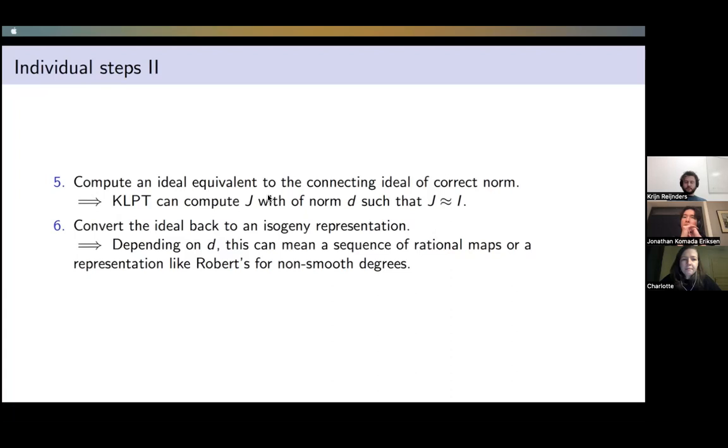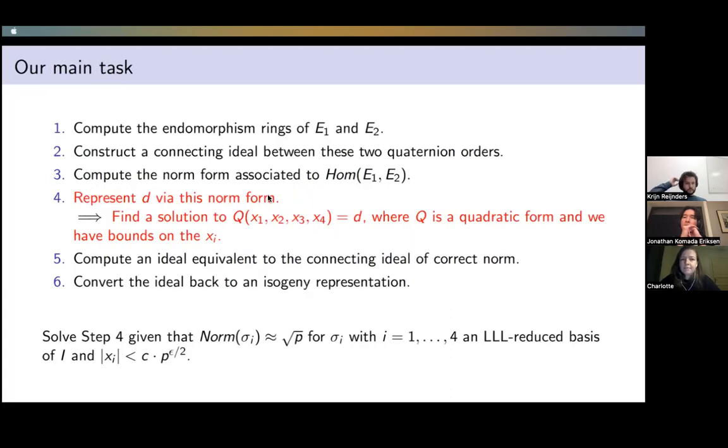But because all but the fourth step of our strategy are already efficiently, or at least quasi-efficiently, solved, we focus our efforts on this fourth step here, which is representing D via the norm form. In particular, this means solving this norm equation, where we have some further ideas of the size of, for example, the basis elements of the ideal, which come from the determinant of the Hom set, where we can say that the norm of all the sigma i is roughly square root of p.